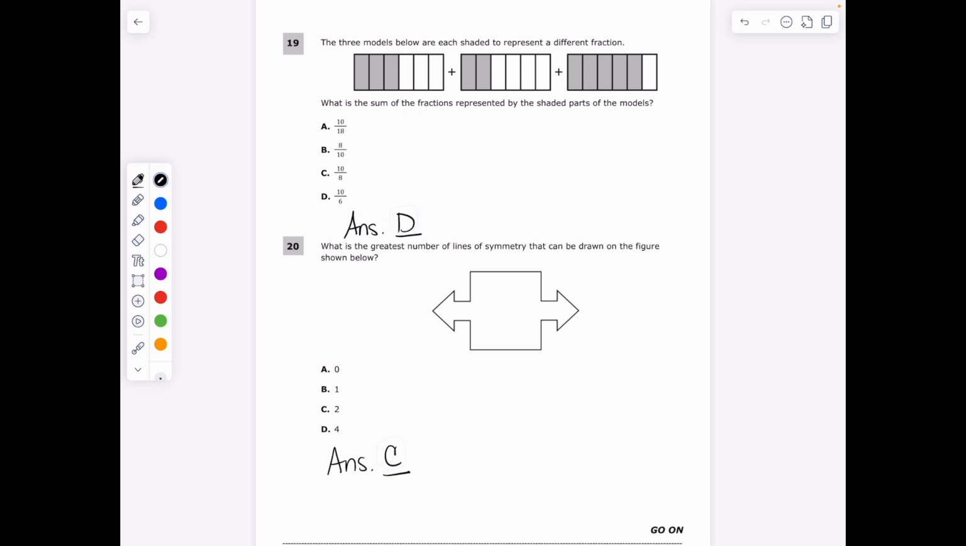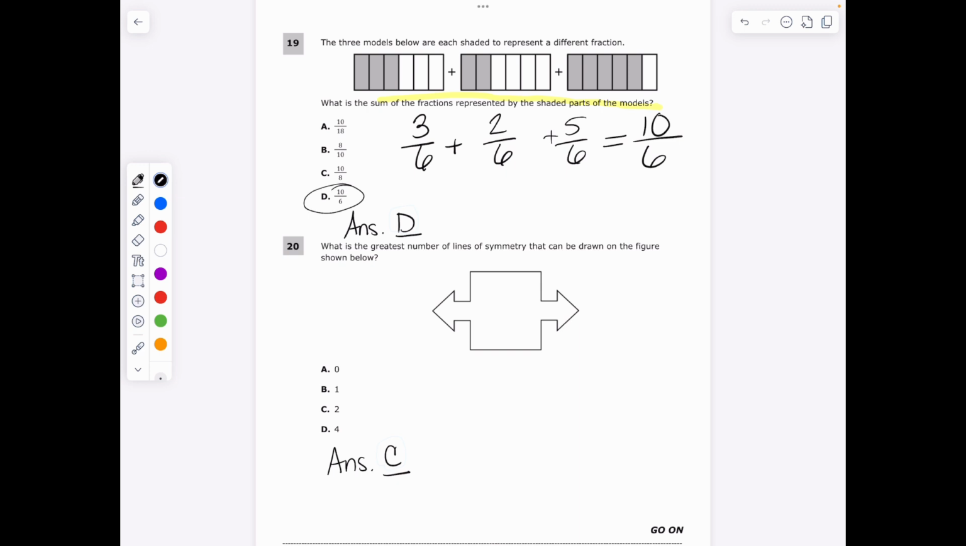With the first one, they want to know, the 3 models below are each shaded to represent a different fraction. What is the sum of the fractions represented by the shaded parts? So with the first one, I have 3 shaded out of 6, plus 2 shaded out of 6, plus 5 shaded out of 6. When you add them all up, my denominator stays the same. 3 plus 2 is 5, plus 5 is 10. So I get 10 sixths, which is right over here.